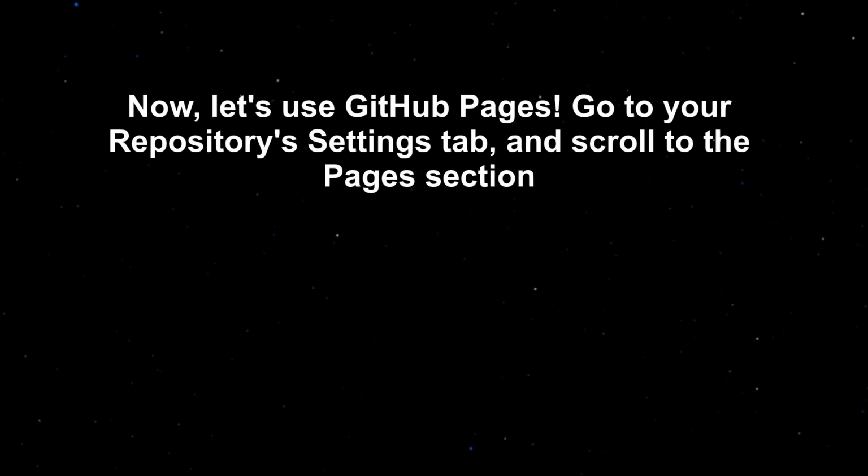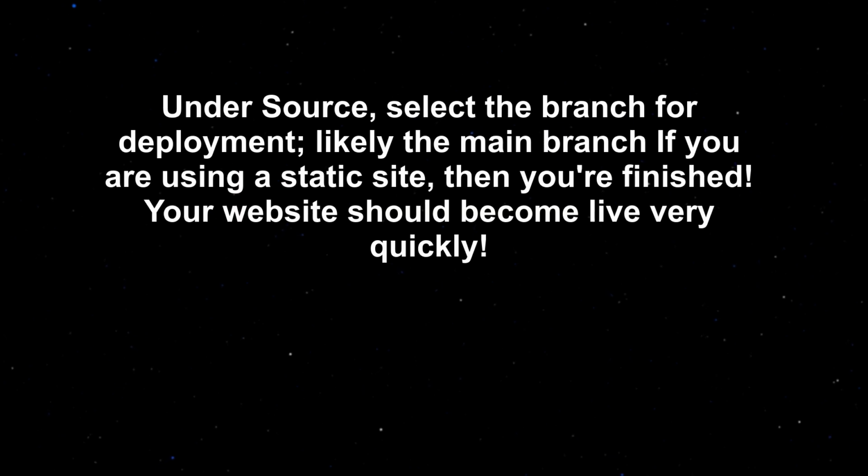Now, let's use GitHub Pages. Go to your repository settings tab and scroll to the Pages section. Under Source, select the branch for deployment, likely the main branch if you are using a static site.